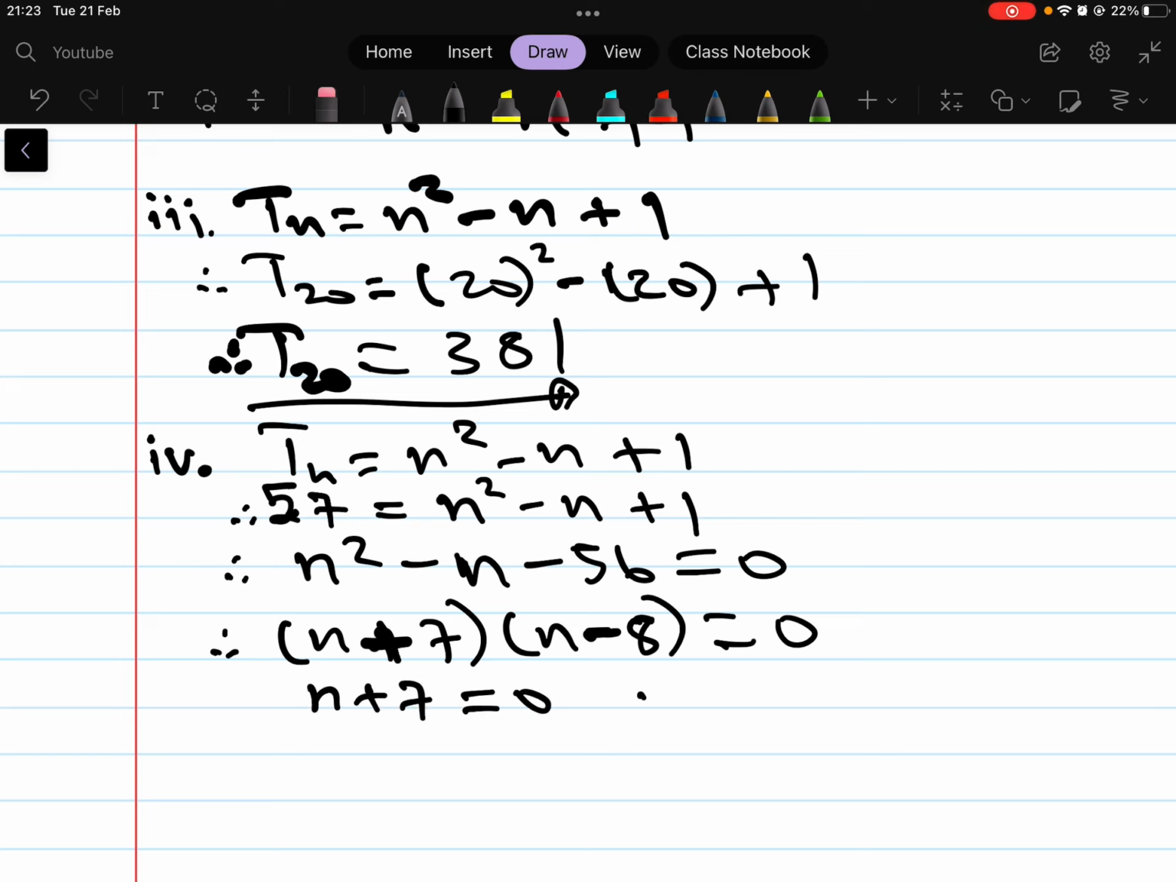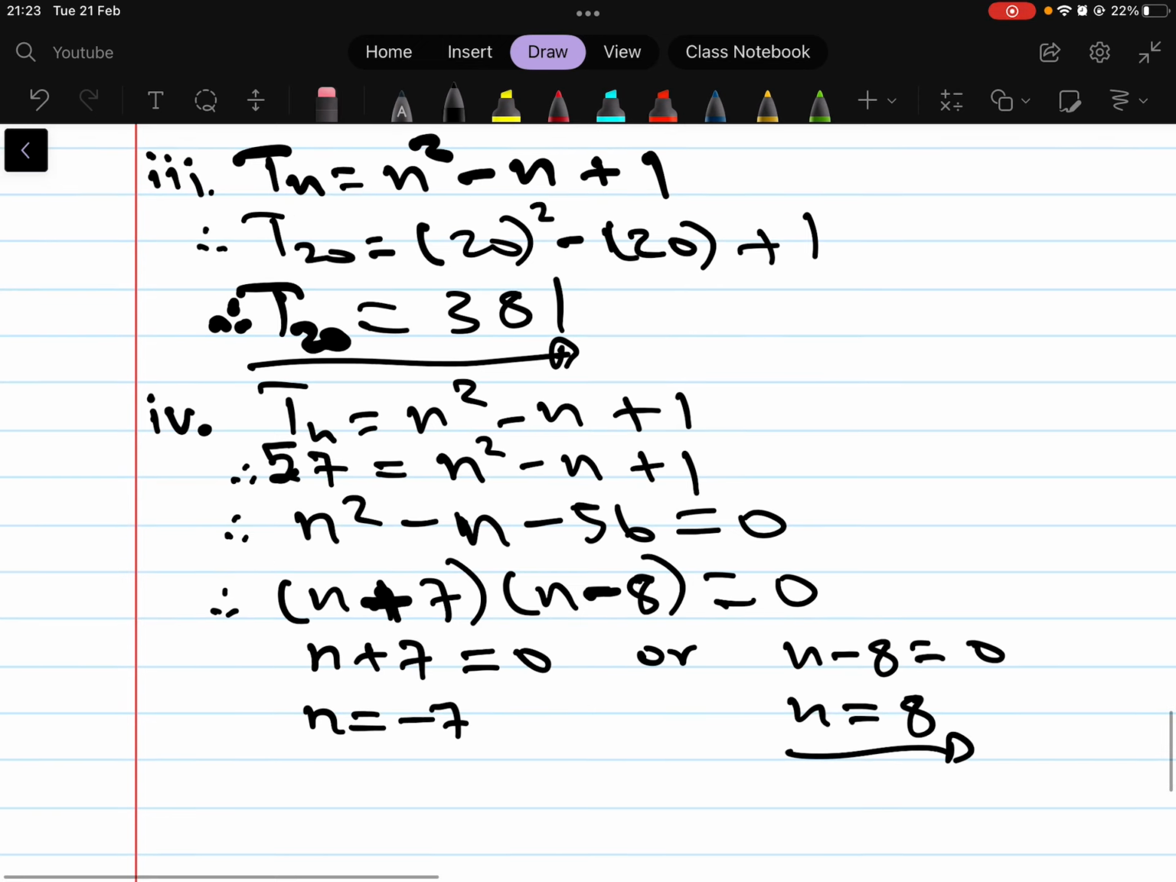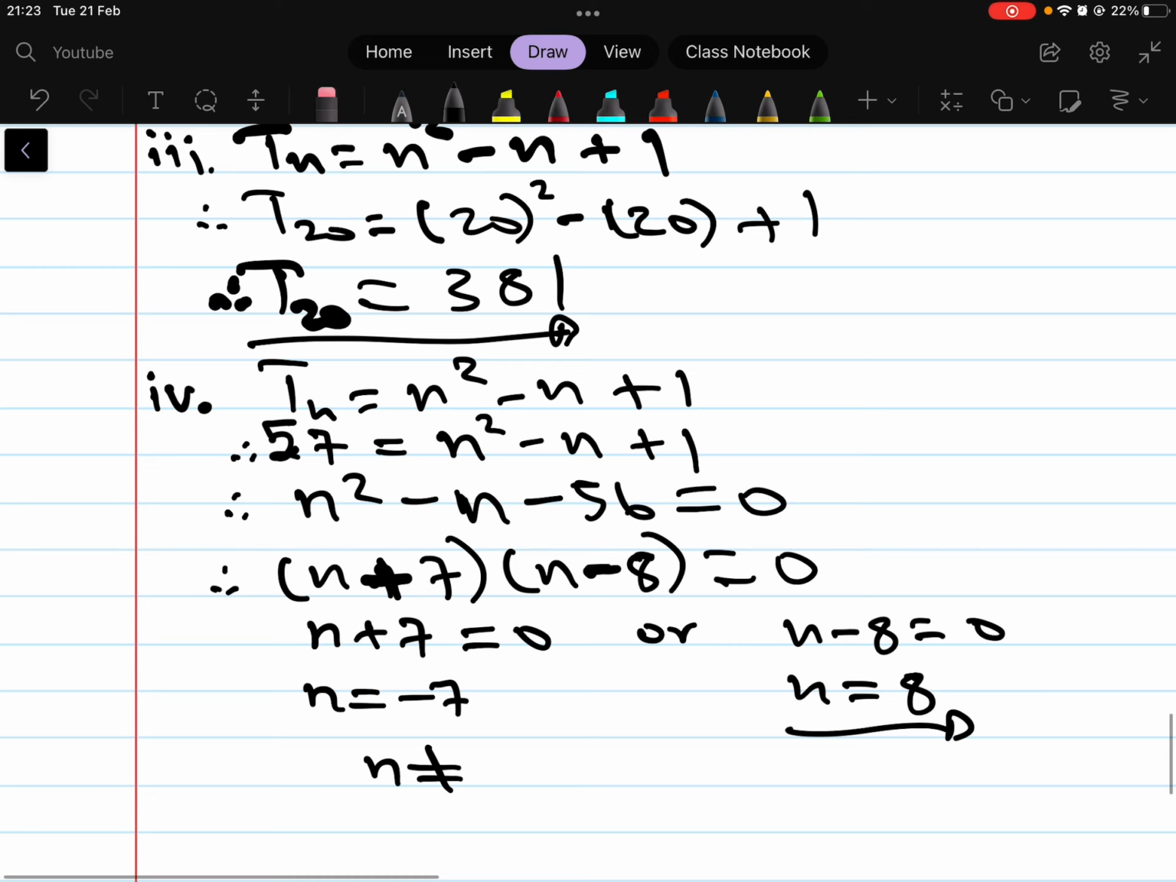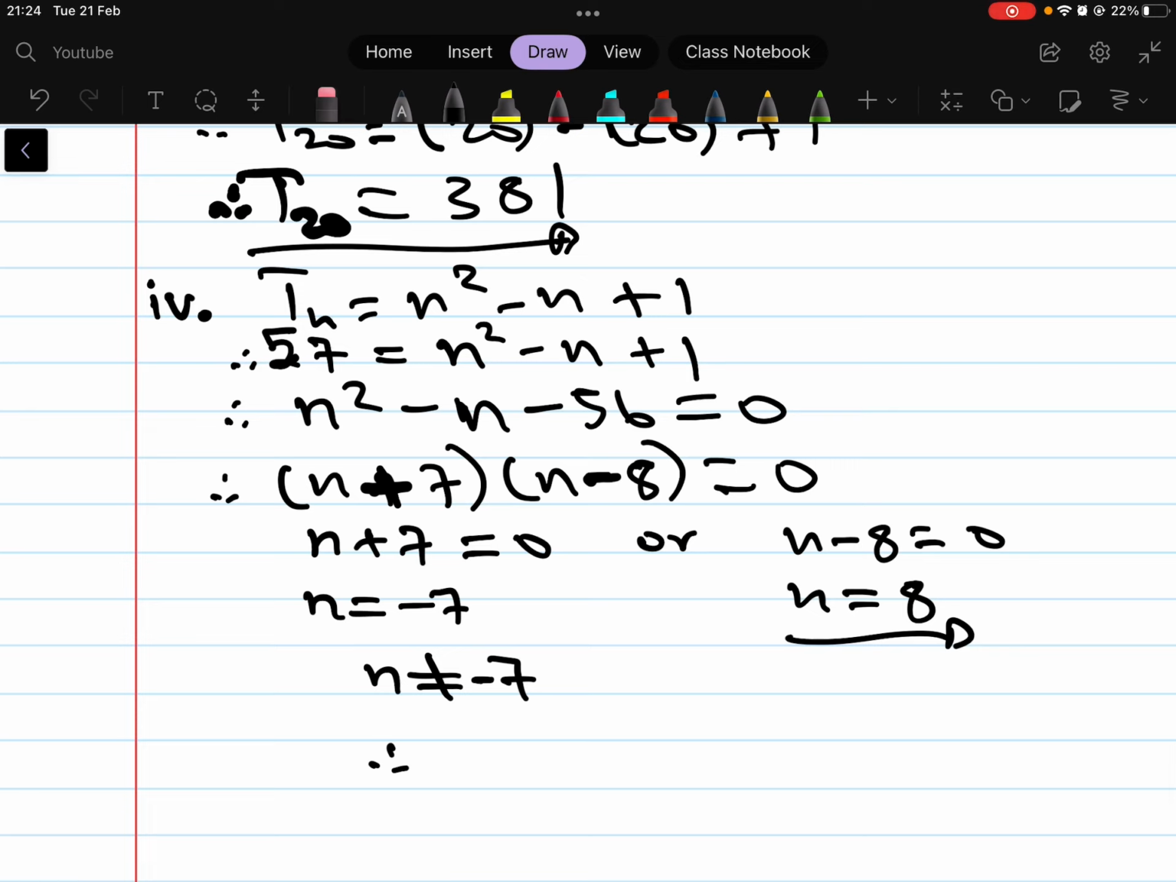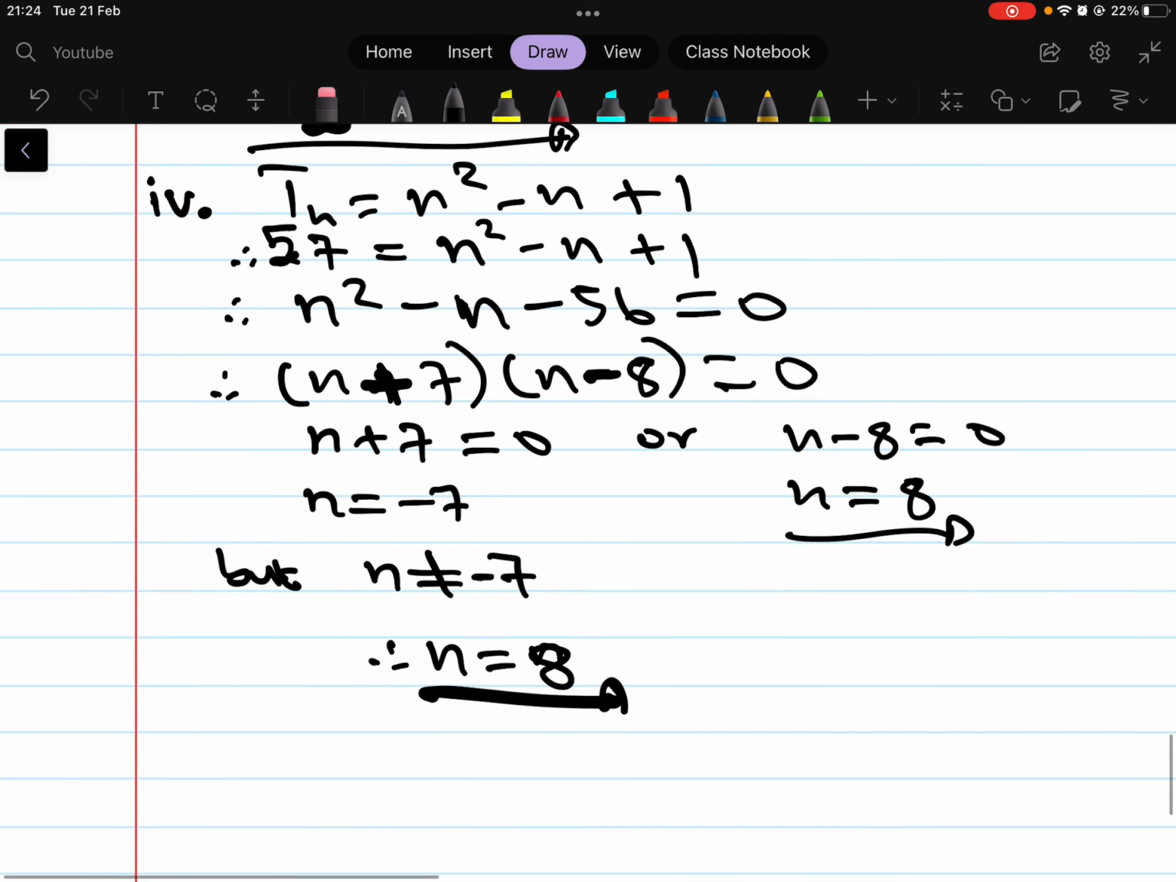Okay, now you will just simplify, then we move on. N equals 8 or n equals -7. However, you know that n represents the position in the general formula. Therefore, n cannot be equal to -7, which means n equals 8. Then that is your position, which means to answer the question fully, you will tell them that term number 8 is actually 57, because that's what they were asking you. Which term is 57? You are done with all the questions.